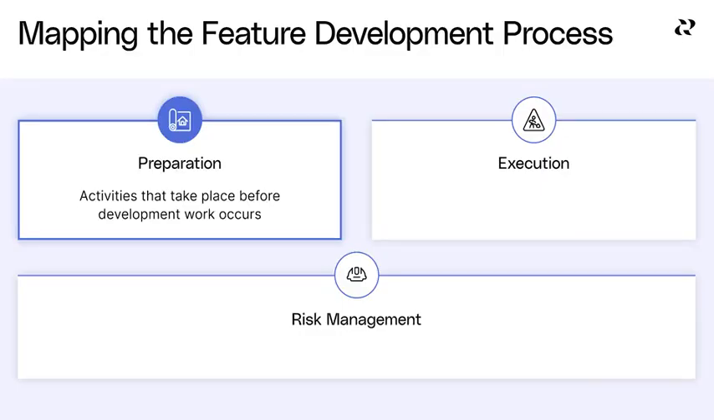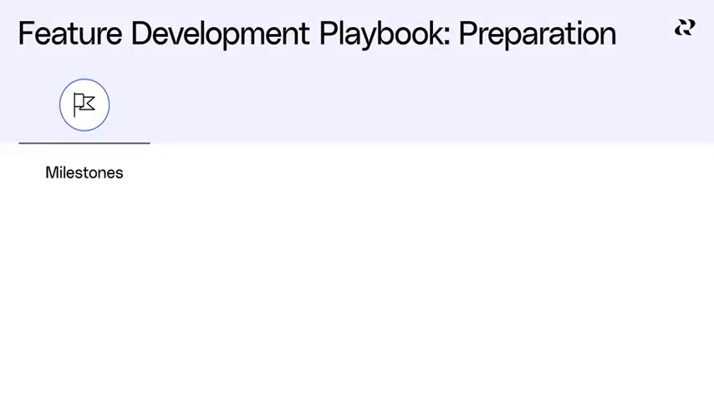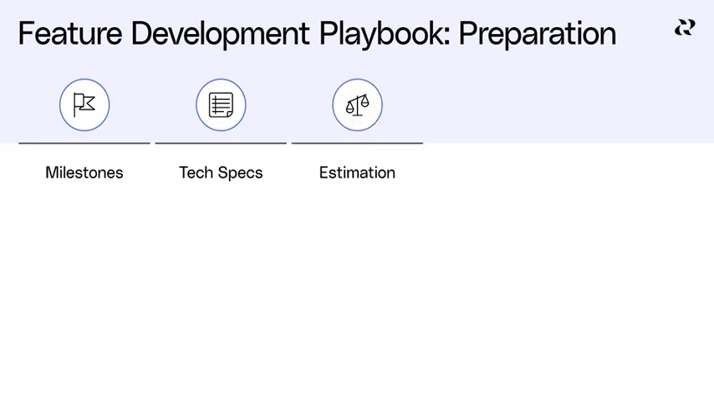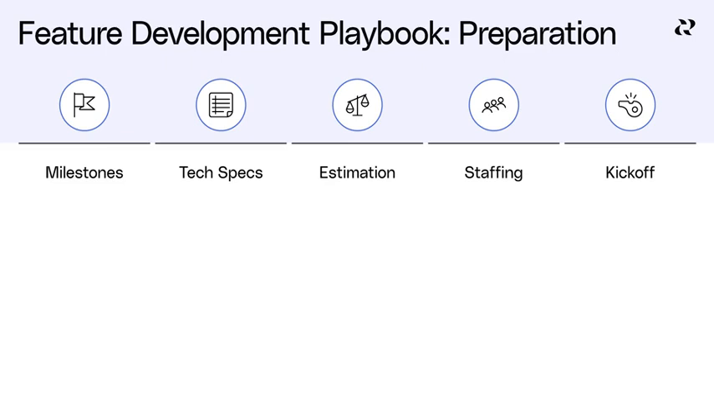Preparation encompasses all of the work that takes place once your PRD is updated during feature design, but before any actual development work occurs. This includes 5 activities that typically happen in a specific order: defining milestones, writing technical specifications, estimating resources and time required, staffing engineers, and running the project kickoff.